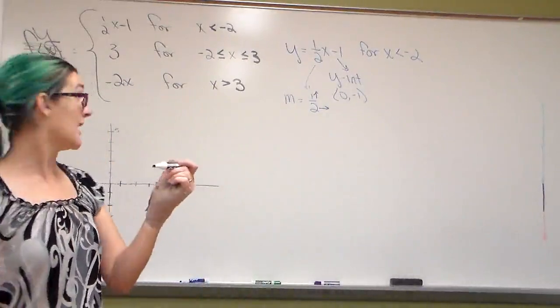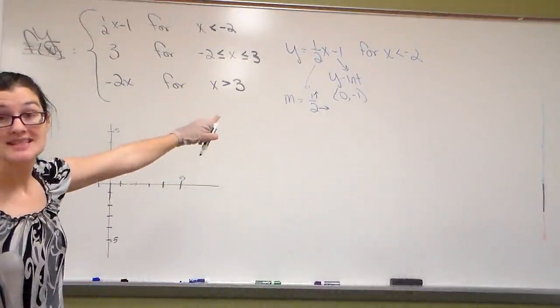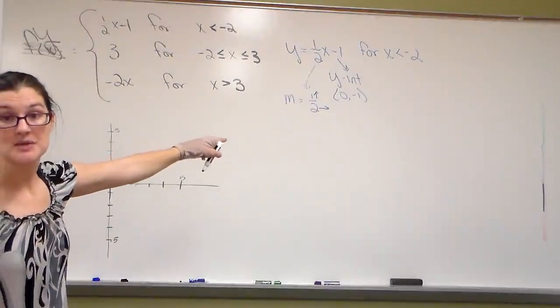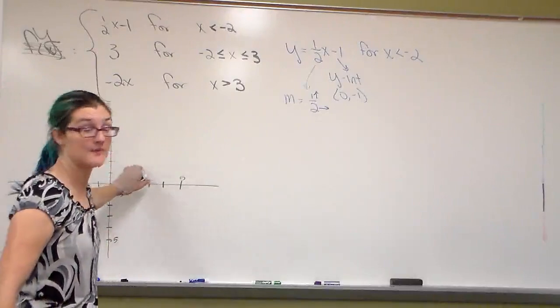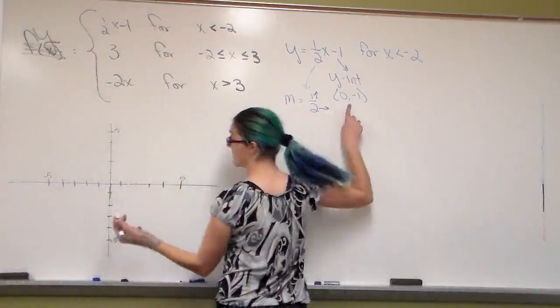Okay, so I'm going to switch back to my pencil. I'm switching back to black, and I'm going to graph this line in pencil. Anytime I'm doing piecewise and I start to graph the lines, I start in pencil when I get to the graph. So I'm going to start at (0, -1).